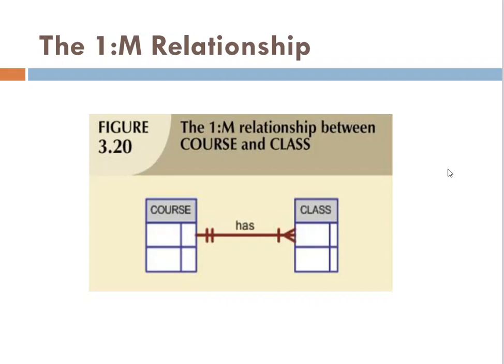Okay, this is another one-to-many relationship between course and class. Satu kursus, one course can have one or many classes. Okay, contoh ICT200 can have one or more classes, boleh ada satu atau lebih kelas. Tetapi satu kelas, contohnya ICT200 untuk group E.